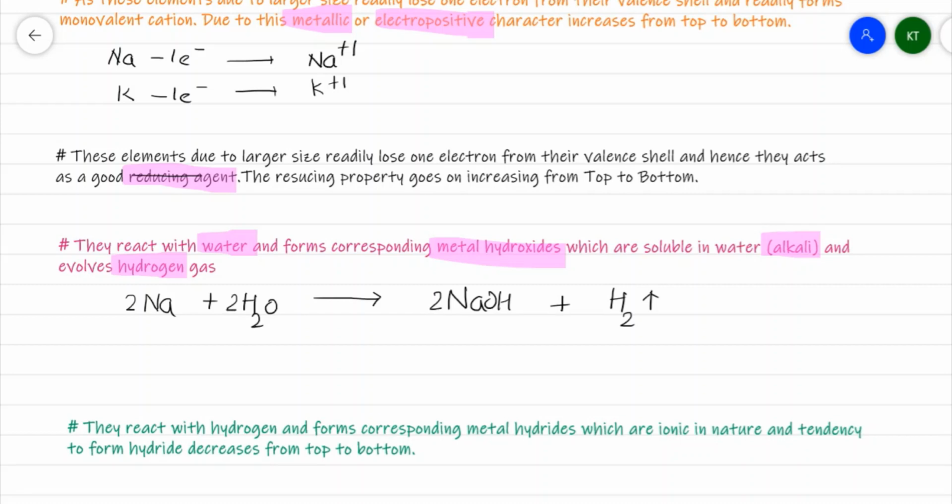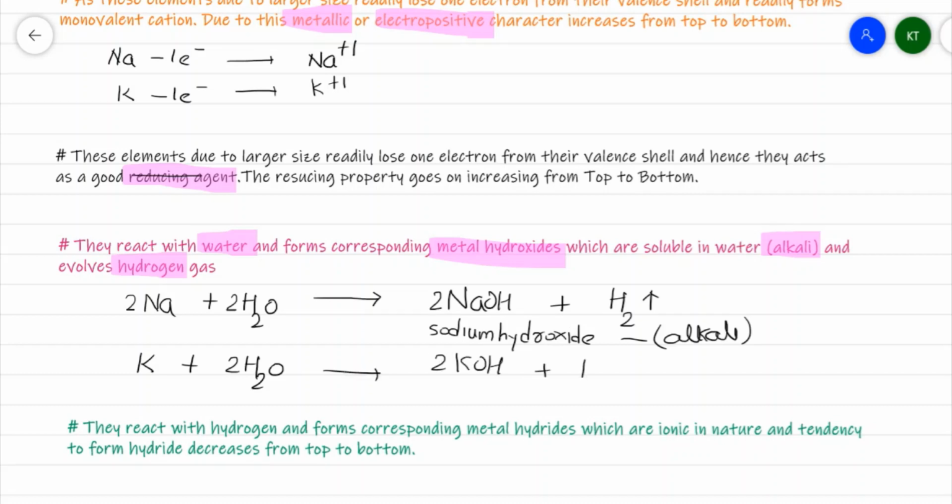So here this is sodium hydroxide, which is an alkali, that is, a water soluble base. Okay. In the same way, potassium metal also reacts with water and gets converted into potassium hydroxide and evolves hydrogen gas. To balance this, I'll multiply potassium by 2, water by 2, and 2 KOH.